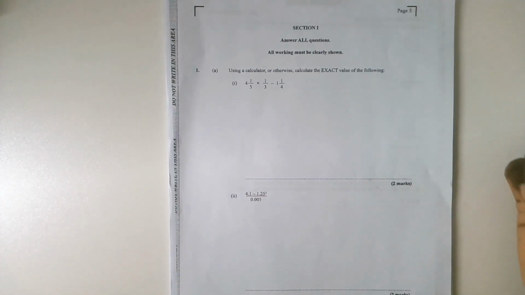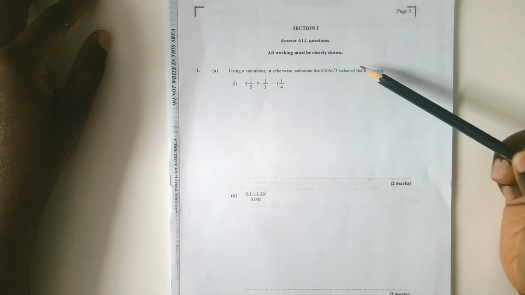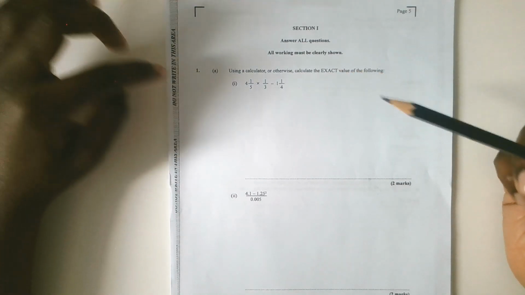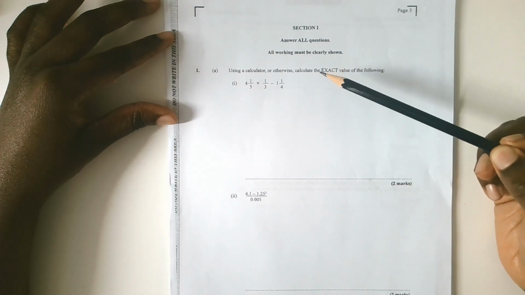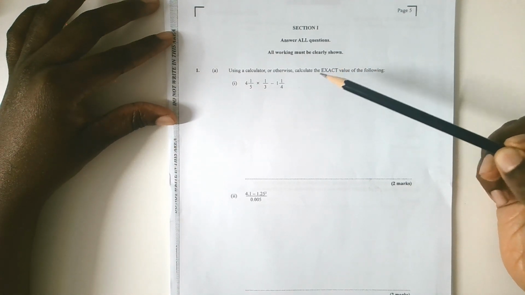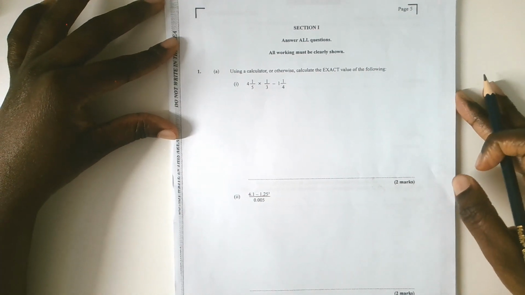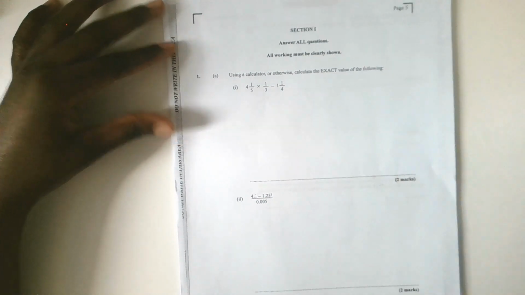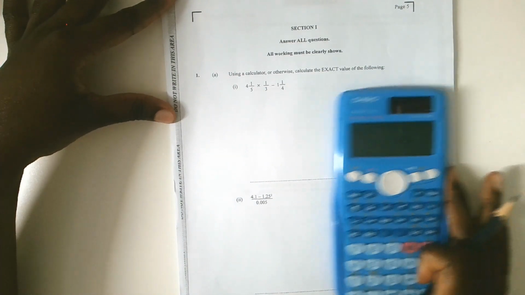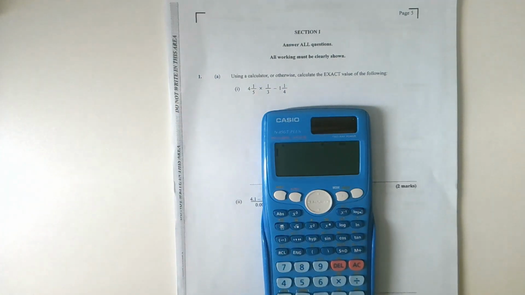Question 1. Using a calculator or otherwise, calculate the exact value of the following. So we have 4 1/5 multiplied by 1/3, subtract 1 1/4. So to find the exact value of this, since we are able to use a calculator, we can input our values.